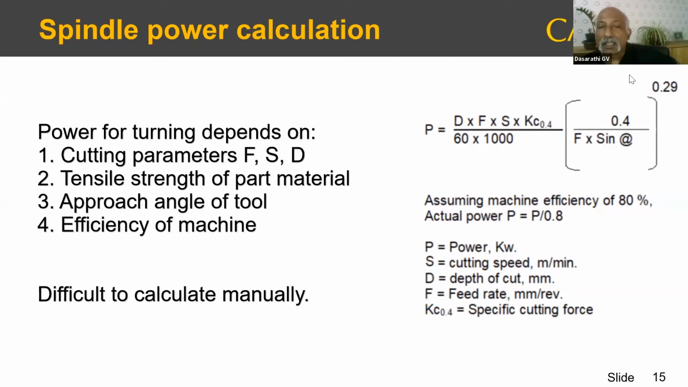The theoretical cutting power depends on your depth of cut, your feed rate, and the cutting speed. S is the cutting speed. Then this is your specific cutting force, which depends on the strength of the material. The KC, the specific cutting force, for stainless steel will be much higher than for aluminum, for example. So you require far more power to cut stainless steel than to cut aluminum. And then you have the approach angle of the tool. So this formula enables you to calculate the spindle power requirement.